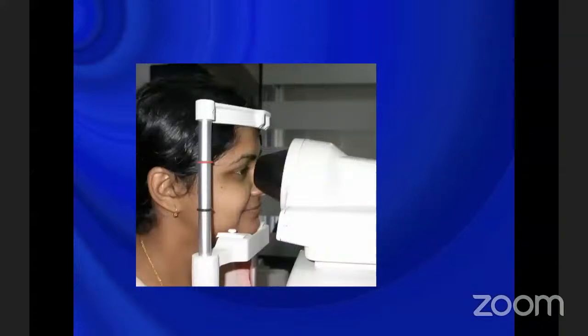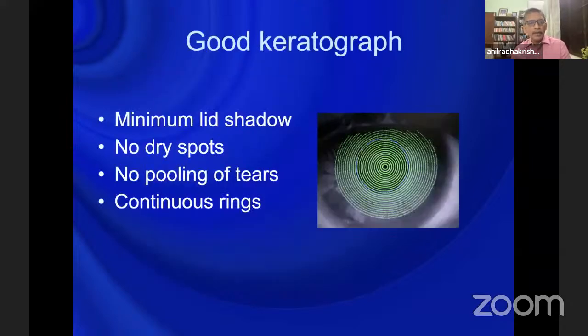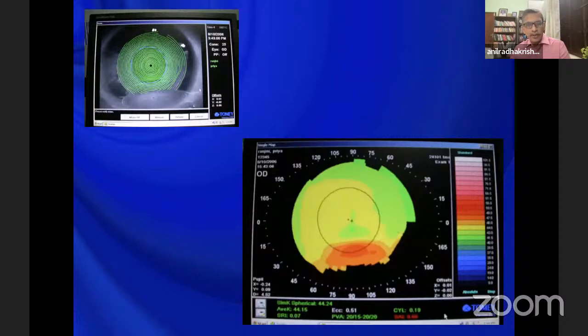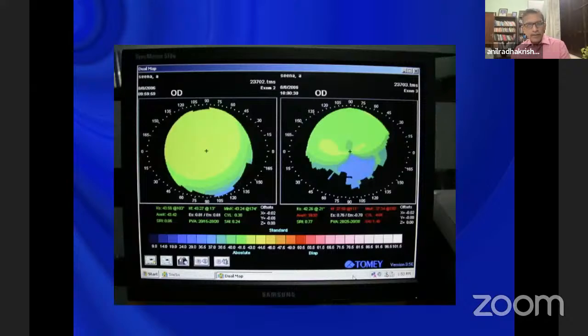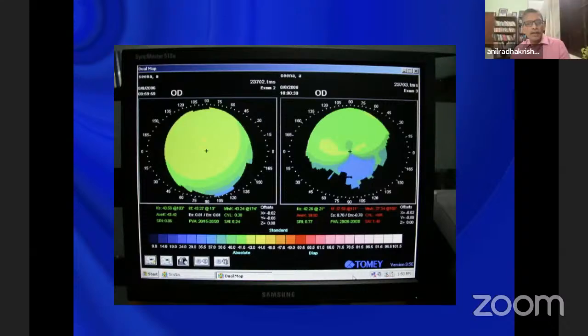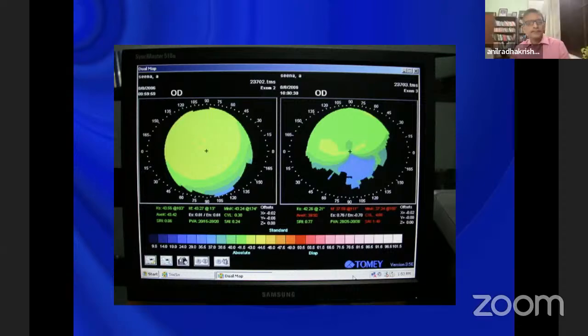So it's very important that you keep the patient, the incident rays are perpendicular to the cornea. So you should have a minimum lid shadow. There should not be any dry spots. There should not be any pooling of tears. If you have dry spots, you can have appearances like this, which can actually be misleading. And if you have pooling of tears, you can see something like an inferior steepening, which again is an erroneous thing. And if the patient is not looking straight and is looking up, as I have done deliberately in this particular patient, you can see that the peripheral cornea is very flat. So this corneal abnormality is actually happening only because the patient is looking up.